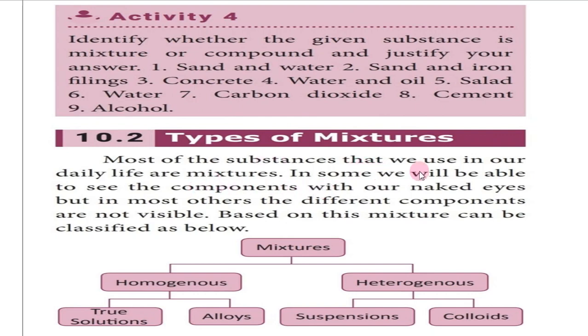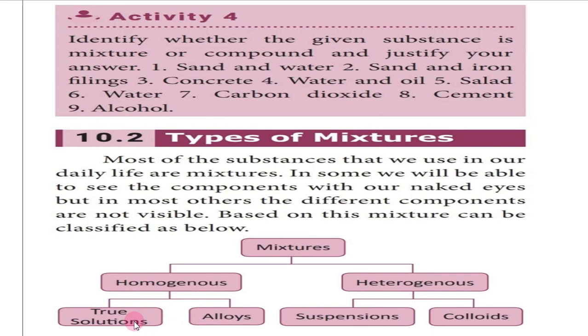Already I told you, most of the substances we use in our daily life are mixtures. In some we are able to see the components, but in some we are not able to see the components. Based on this, mixture is classified into two types. What are they? Homogeneous mixture and heterogeneous mixture. And homogeneous mixture is further classified into two types, that is true solution and alloys.